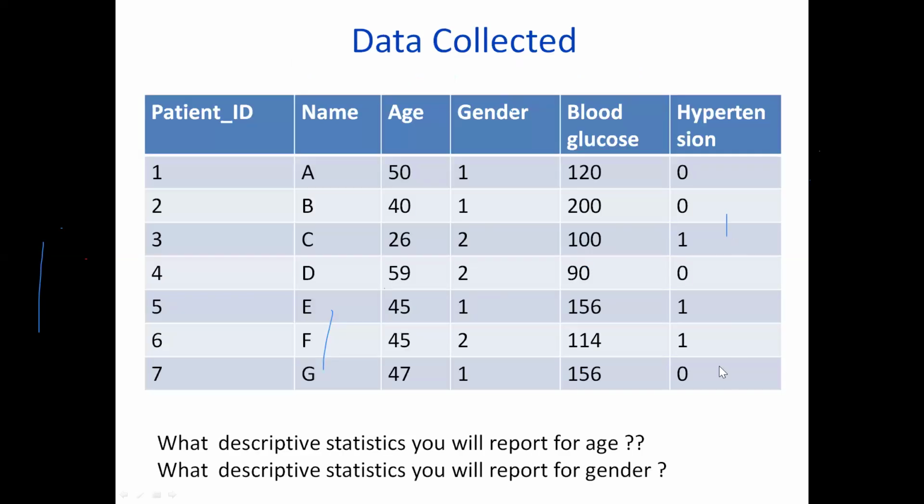So this is a very small thing I want to ask. This is the data I have collected. What descriptive statistics will you report for the age in this table? Mean and standard deviation, if the data is normally distributed; if it is not normally distributed, then median and interquartile range. Very good. What descriptive statistics will you report for the gender? Number and percentage. Very good. So descriptive statistics is completed.